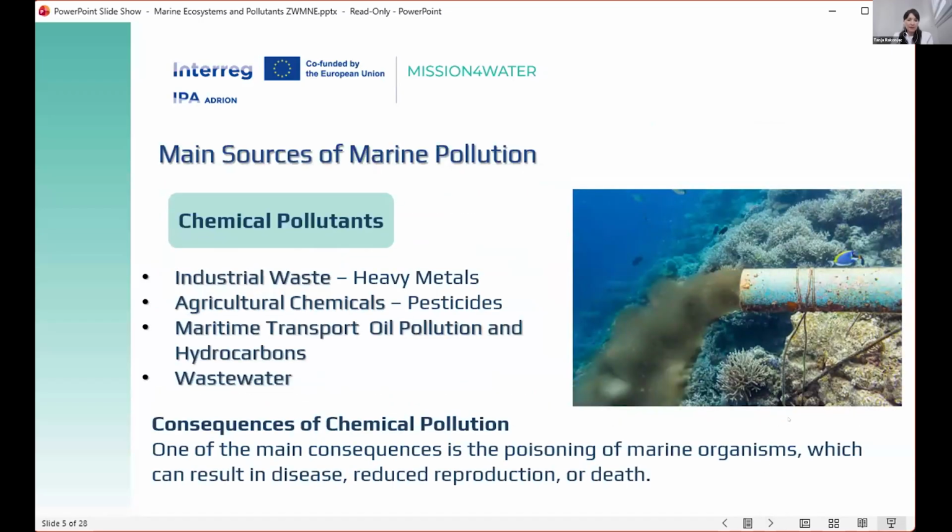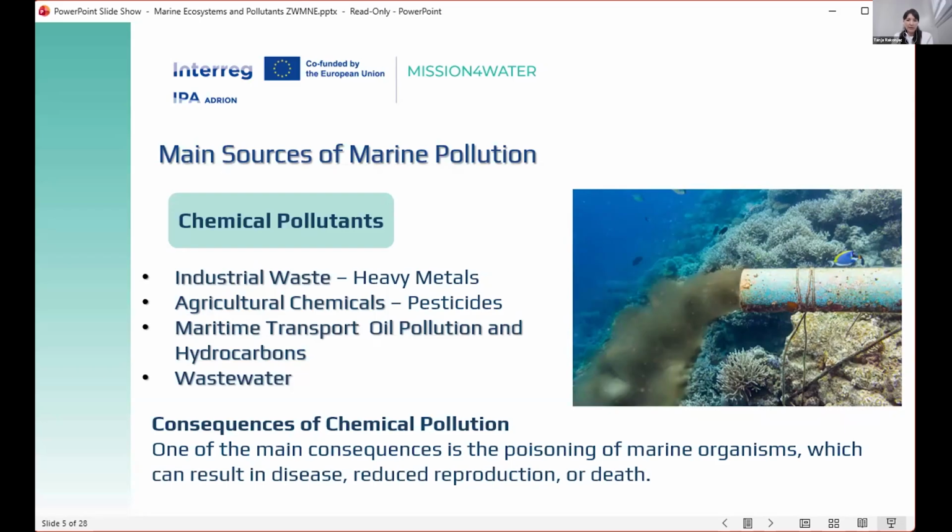When we talk about pollution, marine pollution is one of the greatest environmental challenges of our modern world. Every year, large amounts of waste and harmful substances are released into seas and oceans, threatening marine plants, animals, and whole ecosystems. So we can firstly talk about chemical pollution, and the most dangerous one is industrial waste.